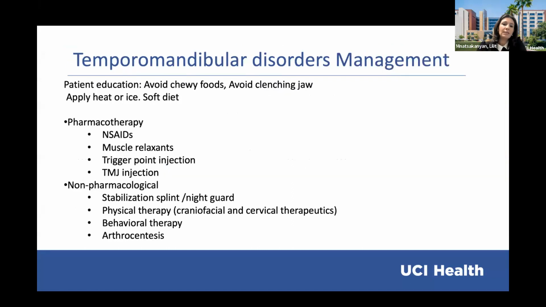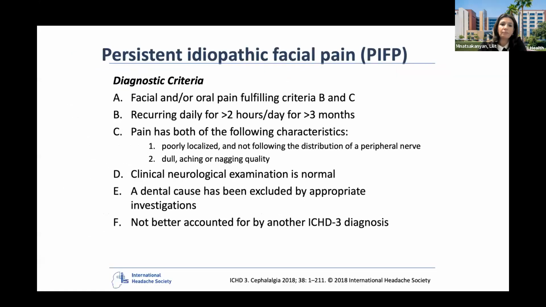If treatment is really necessary, it starts with patient education, which is avoiding chewy foods, avoiding clenching the jaw, and then applying heat or ice, and a soft diet. From the pharmacological therapy perspective, again, nonspecific nonsteroidal agents, muscle relaxants, and at times trigger point injections or specific joint injections can help. From the non-pharmacological therapies, we have stabilization splints, physical therapies, and behavioral therapies.